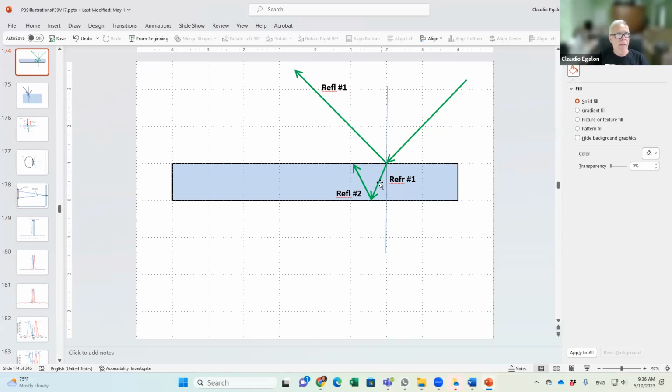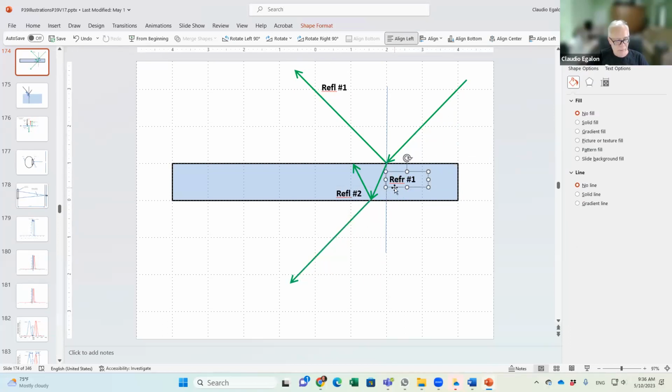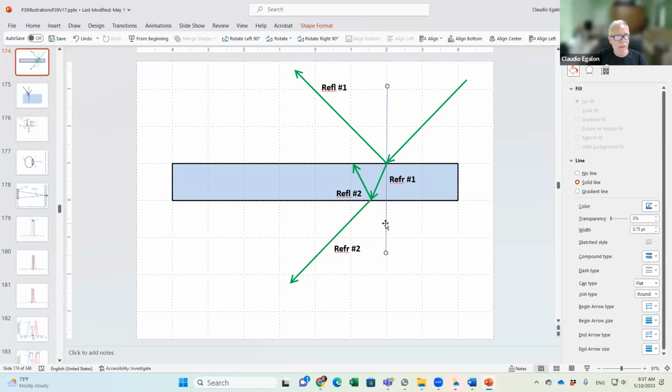Okay. But in addition to that, you're going to have the refraction number 2. And by the way, this angle here is going to be the same as this angle, okay? Because the faces of this device are parallel. Refraction number 2. And then right here, you're going to have another refraction.